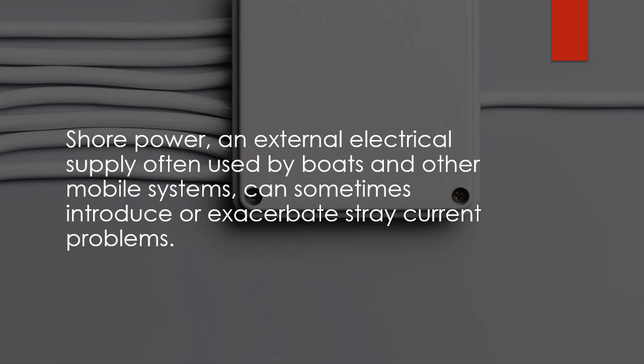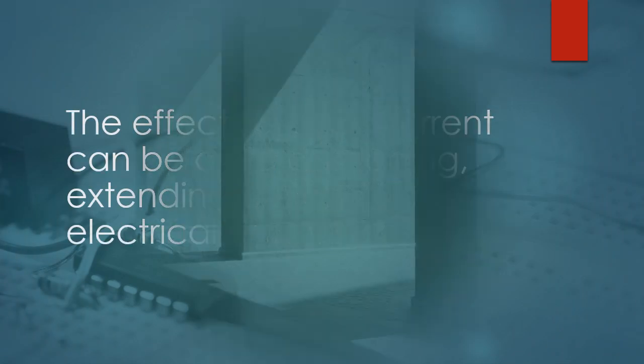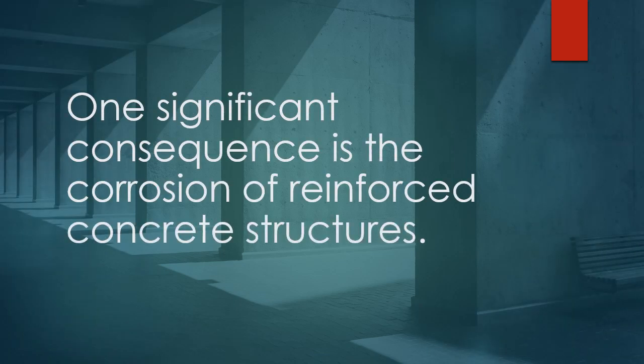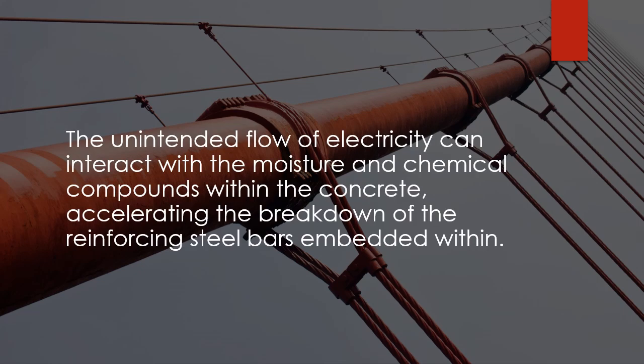The effects of stray current can be quite damaging, extending beyond just electrical systems. One significant consequence is the corrosion of reinforced concrete structures. The unintended flow of electricity can interact with the moisture and chemical compounds within the concrete, accelerating the breakdown of the reinforcing steel bars embedded within.